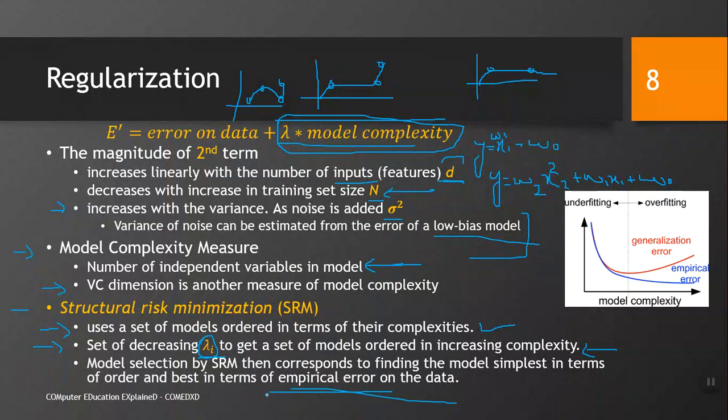Empirical means training error. So try to understand how structural risk minimization could be used to find the best model. Here you can see that this is the training error, which is the empirical error, and this is the generalization error or the validation error. Going from underfitting to overfitting, somewhere we find the best point.